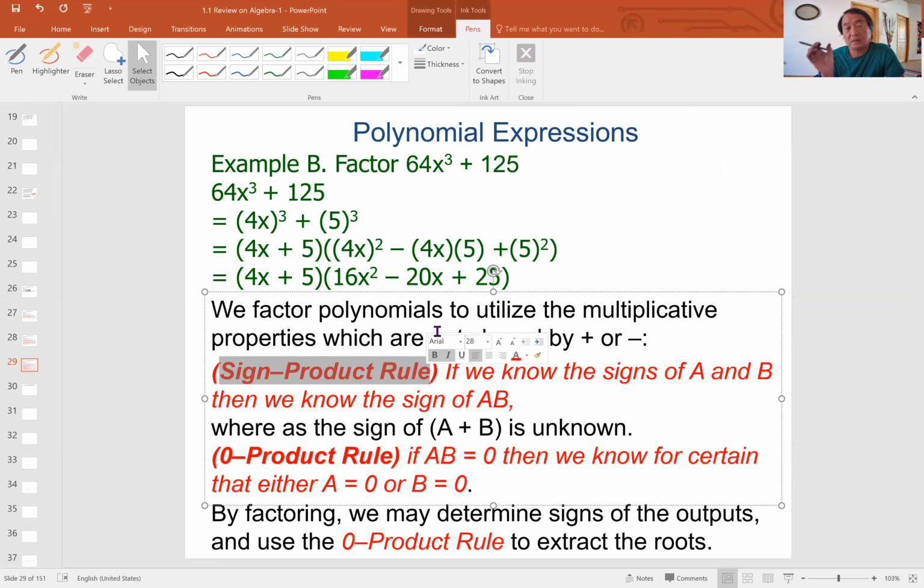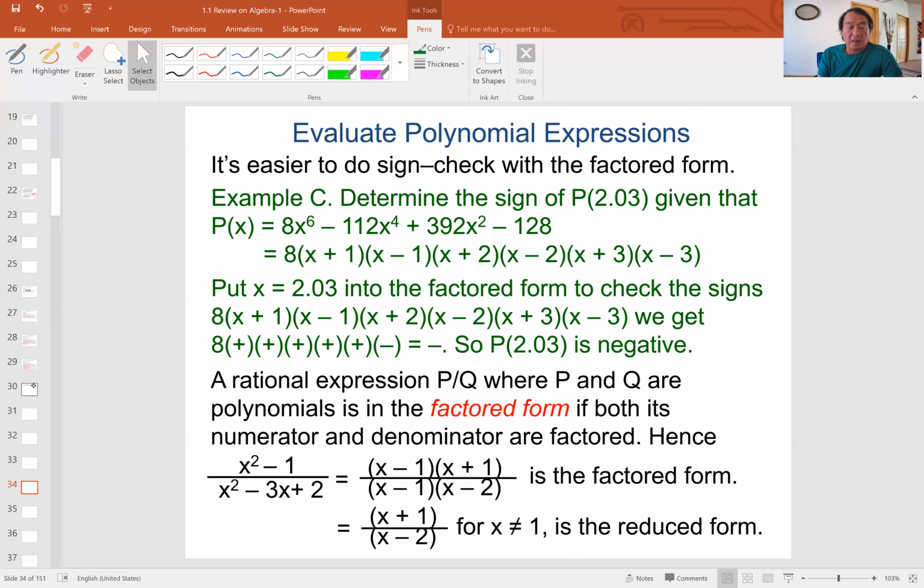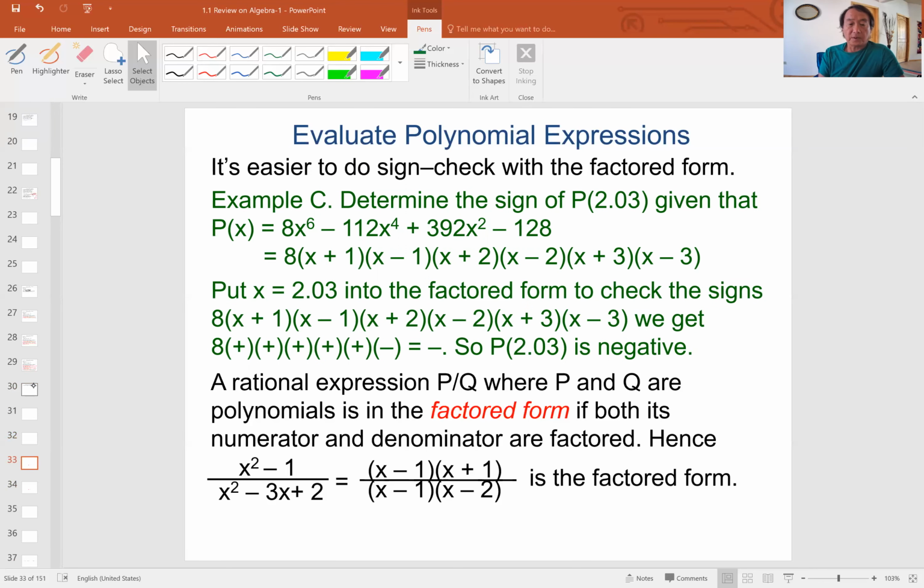If I know the sign of the factors, then I know the sign of the product. We're going to use this to solve a whole host of graphing problems involving sign charts in the next section. Fractional formulas like these are called expanded form.